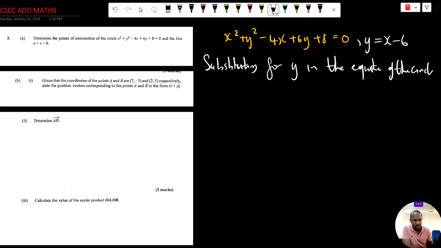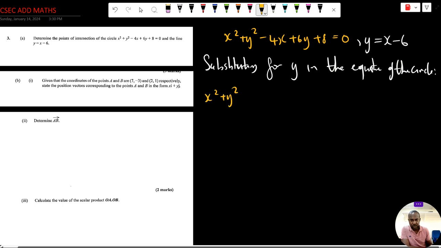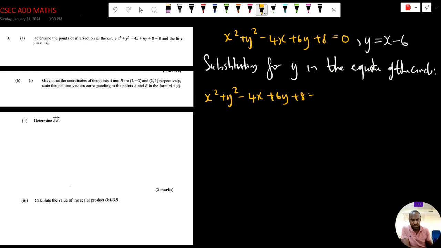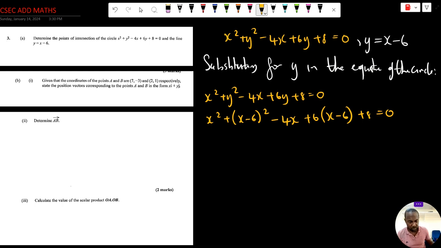So what does this mean? It means that basically anywhere we see y, we're going to replace it with x minus 6. So let's write down the equation again. We have x squared plus y squared minus 4x plus 6y plus 8 equals 0. Replacing y with x minus 6, the equation becomes x squared plus (x minus 6) squared minus 4x plus 6 times (x minus 6) plus 8 equals 0.